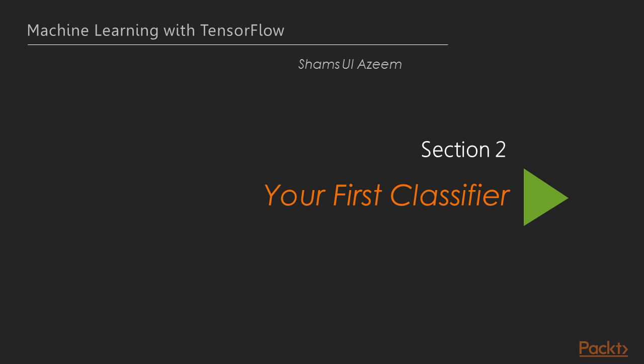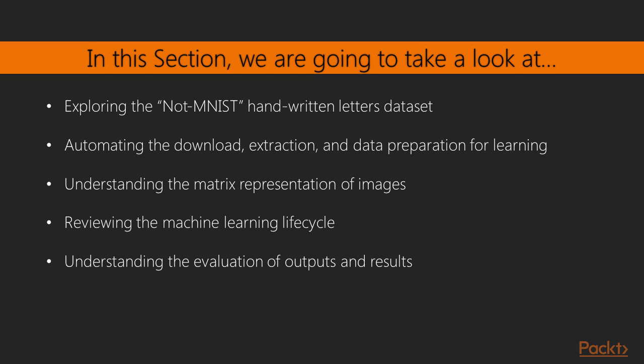Welcome to Section 2, your first classifier. The 5 videos in this section will help you create and execute your first classifier from start to finish. In this section, we're going to start by exploring our dataset, then automate the pipeline feeding our dataset into the trainer. Here, the pipeline refers to the procurement of the raw dataset, pre-processing it, getting our classifier graph ready for training, and then finally, executing the training procedures.